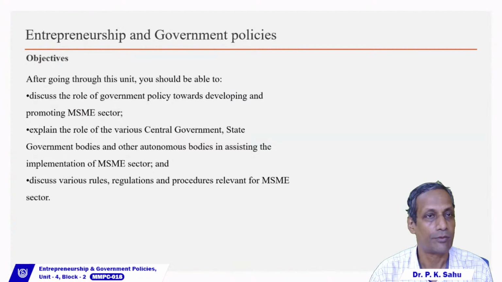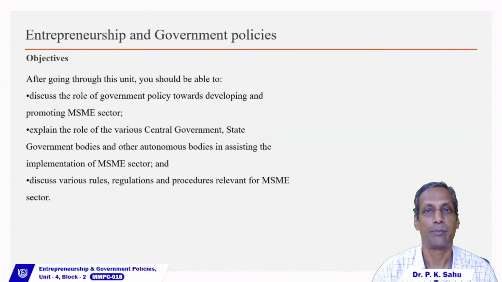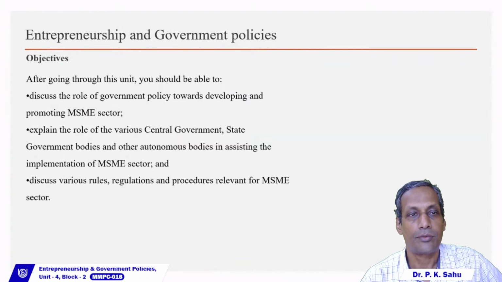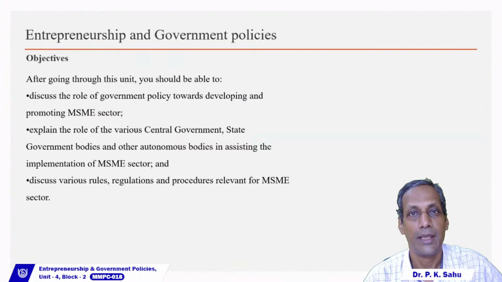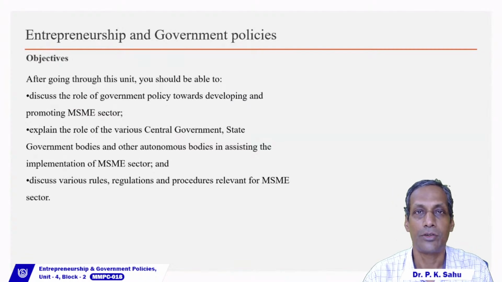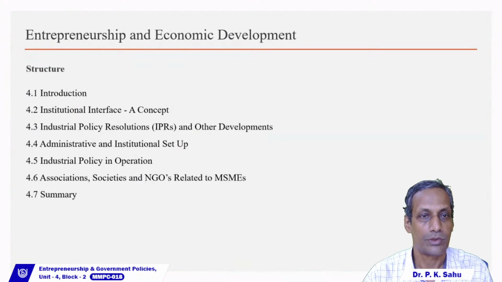So let's start with Unit 4, wherein we will discuss entrepreneurship and government policies, as I told you. After going through this particular unit, you should be able to discuss the role of government policy towards developing and promoting, particularly the MSME sector. You should be able to explain the role of various central government, state government bodies and other autonomous bodies in assisting the implementation of MSME sector. And you should be able to discuss various rules, regulations, procedures relevant for MSME sector. So we have arranged the structure in the following way. We will discuss all this in today's unit.